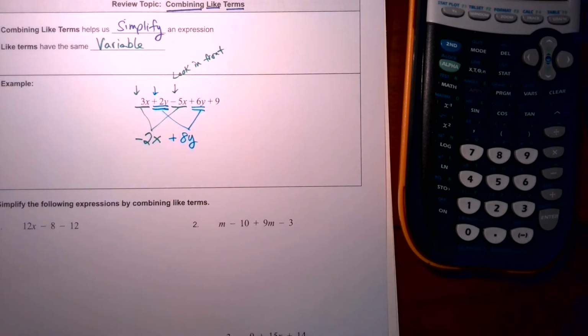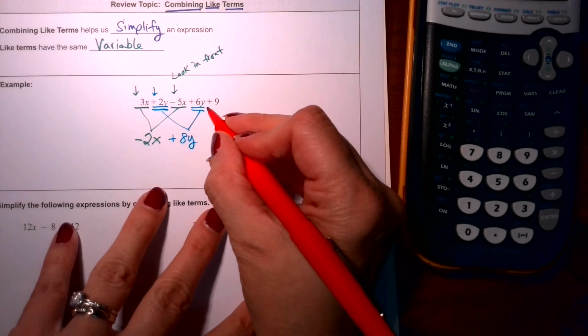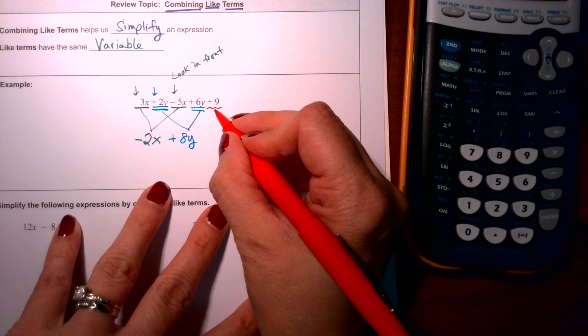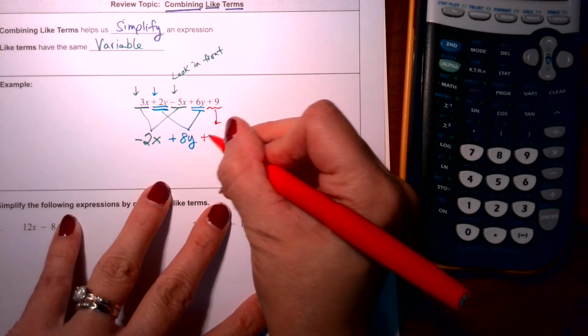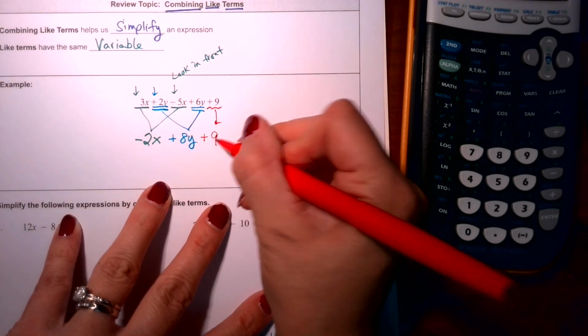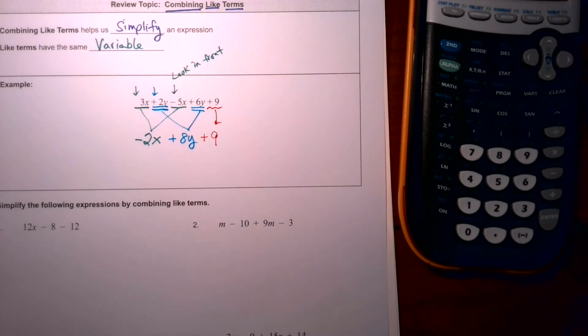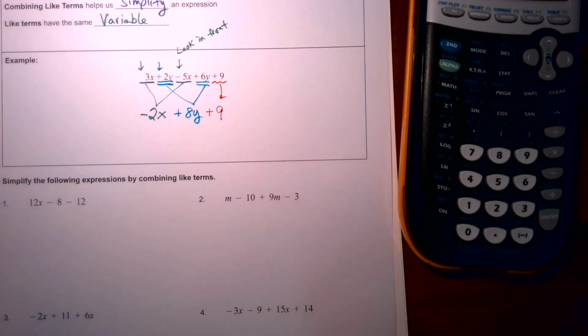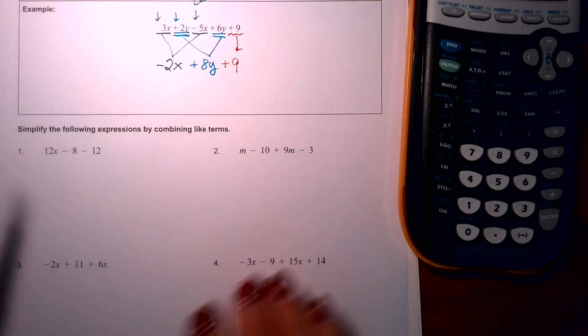And then finally, I notice that there's this number here. There's no other plain numbers, so I'm just going to write him by himself. Drop it down, plus 9. So you can use lines, you can use colors. Some people even use circles. Let me show you one with circles.